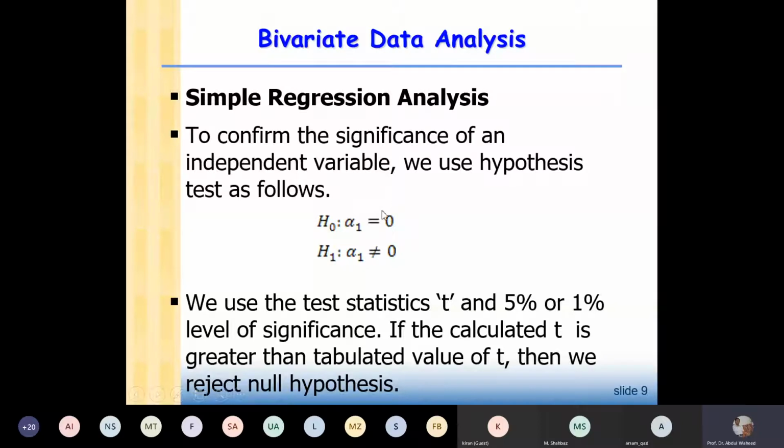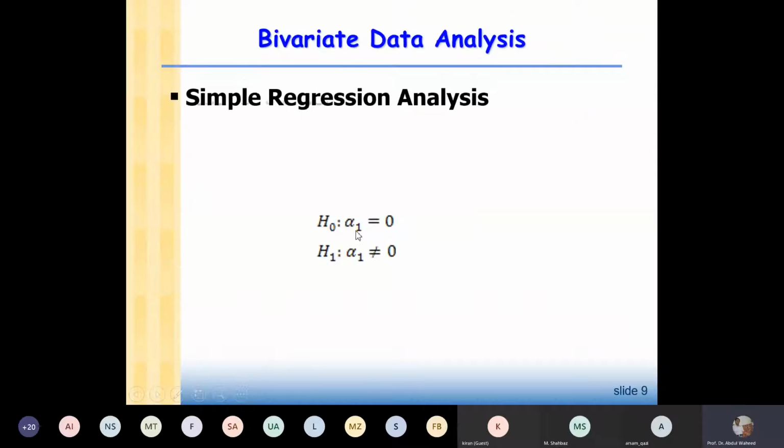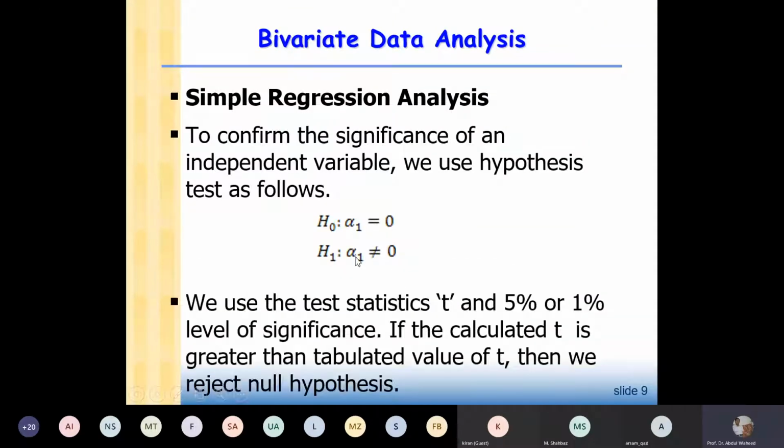Because there is only one independent variable, we have only one parameter attached to the independent variable. There is also a parameter which is this one, alpha naught. We can also test the significance of this parameter, okay, whether it is statistically significant or not. Then our null hypothesis will be alpha naught equals 0 and alternative alpha naught not equal to 0, and then again we will check the probability of the t statistic.